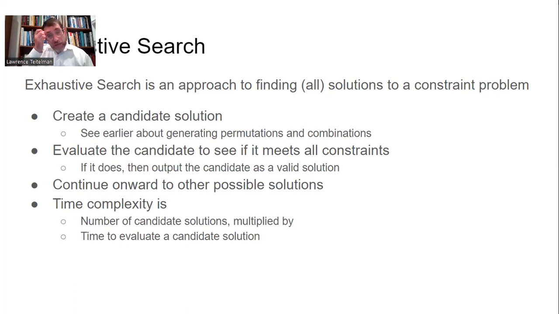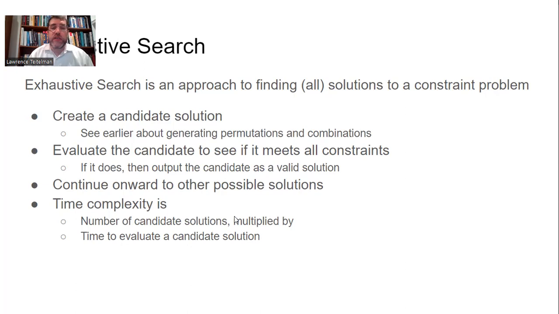The set does matter. So we create a candidate solution. We see if it meets the constraints. So in the example of the subset cover problem, we see if I take all the elements in those subsets, does that cover the entire original set? Does it meet the constraints of the problem? And if it does, then it's a valid solution. Okay, if I want to get all solutions, right, as part of my exhaustive search, then I can continue through other ones.